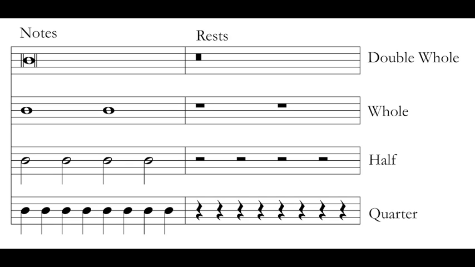Our double whole rest is a thick block that we draw between two of the lines on our staff. Our whole rest and our half rest look very similar. The whole rest is drawn hanging from a line. The half rest is drawn sitting on top of a line. And so we want to make sure we're paying attention to the difference between those because it's very easy to mix up a whole rest from a half rest. The whole rest hangs from the line. The half rest is on top of a line. It looks like a little top hat maybe.